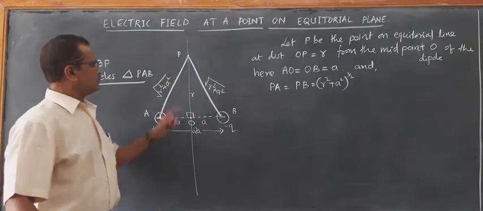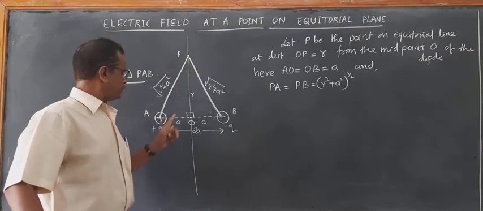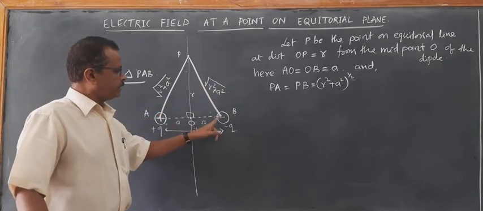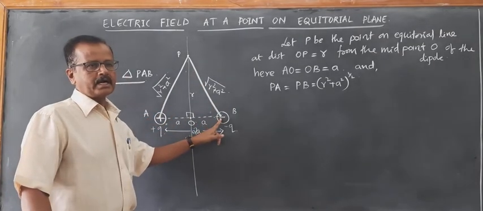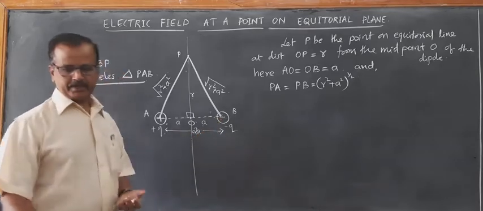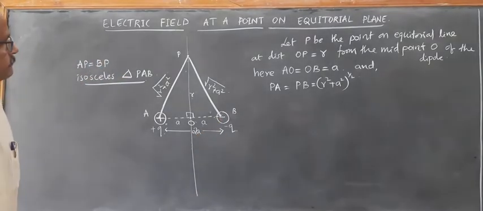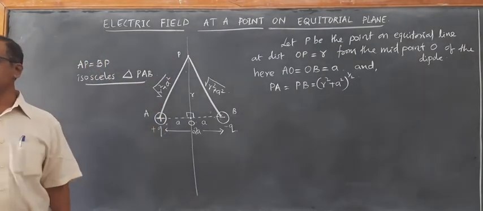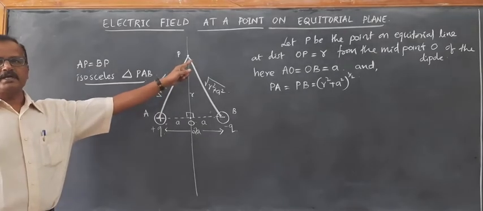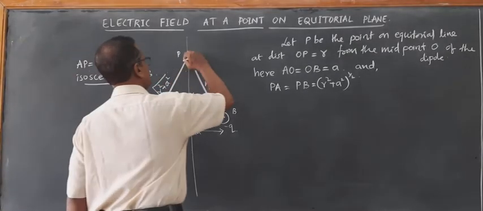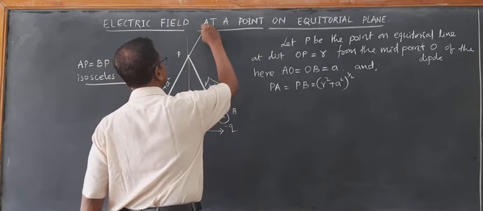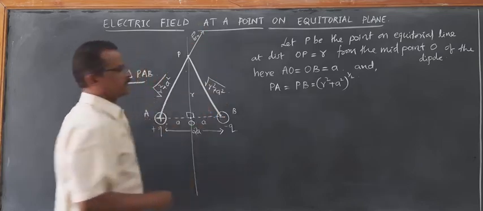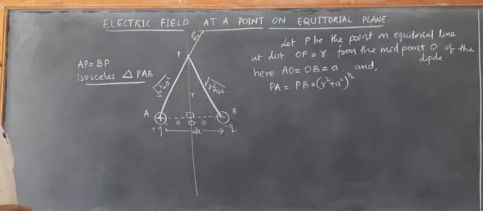Now we can find the electric field at point P, first due to the plus charge Q, and then the electric field at point P due to the negative charge at B. If you find the electric field at P due to the positive charge, the test positive charge placed here experiences a repulsive force. As a result, this is going to be the direction of E plus, because of the repulsive force.